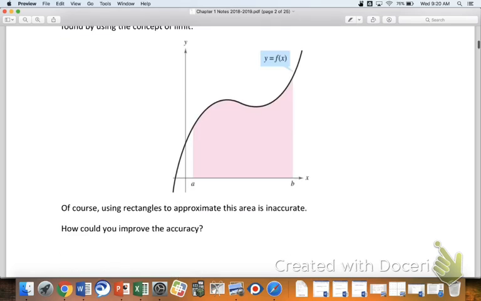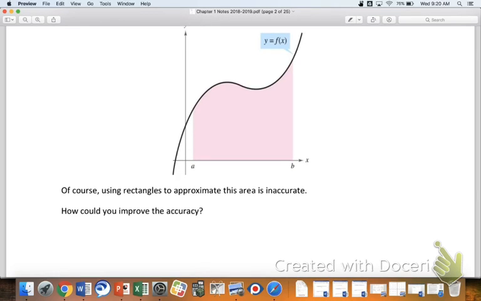And so you could use rectangles if you wanted to approximate this area. But of course, you can see that that's going to create issues with accuracy, right? It's going to be too high or too low. What could I do with those rectangles if I wanted to increase the accuracy? Make them skinnier.